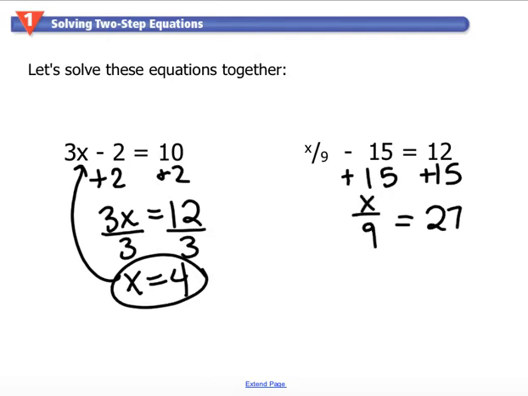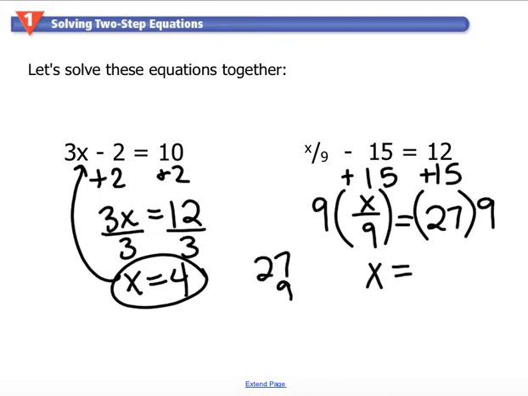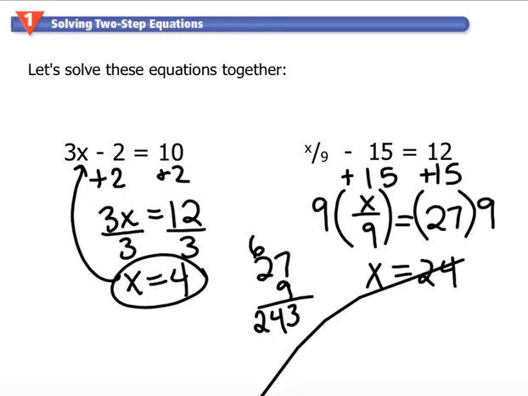It may be really tempting to be like, okay, 9 and 27 are related, so maybe x is 3. But that wouldn't make sense here because 3 divided by 9 does not equal 27. So we must do the opposite of division, which is multiplication. So 27 times 9. We get x is equal to, well, 27 times 9. We get 63, 18, 243. Which we could say 243 divided by 9 minus 15 does give me 12.